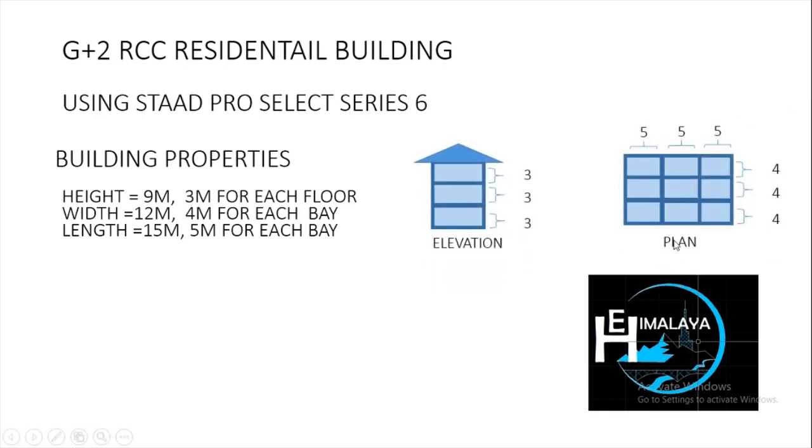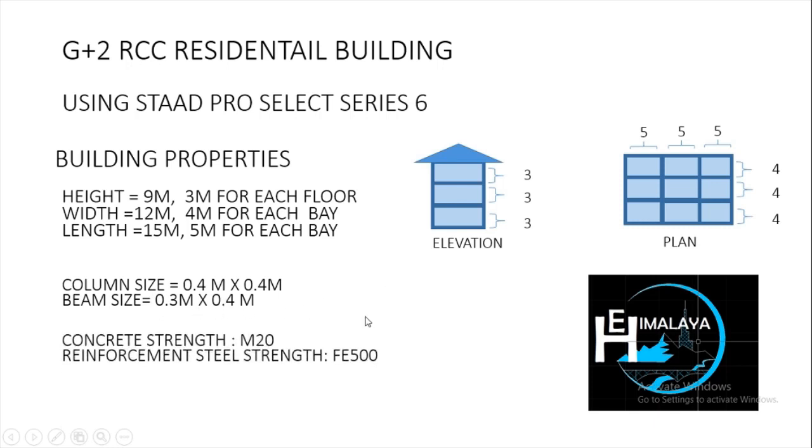You can see from the plan there are 3 bays along the length and along the width, and the lengths are 4, 4, 4 and 5, 5, 5 meters. Let the column size be 0.4 by 0.4 and beam size be 0.3 by 0.4. Concrete strength be M20 and steel strength be Fe500.